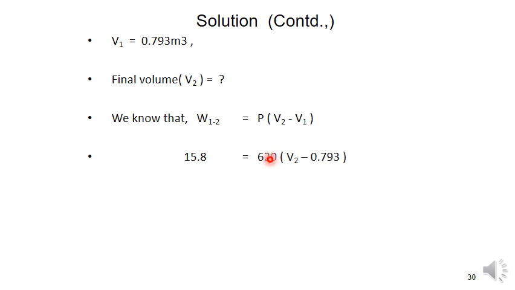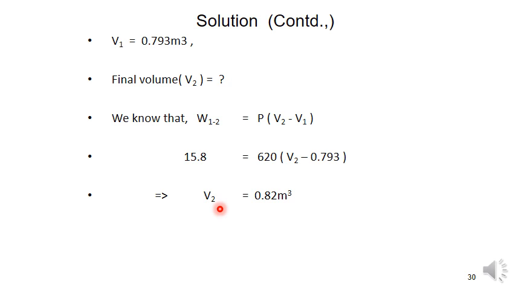Bring this 620 to the left hand side, where it goes to the denominator. So divide 15.8 by 620. After getting this, bring the minus 0.793 to the left side, where it becomes plus 0.793. So we will get the answer V2 as 0.82 meter cube. So this is the problem.